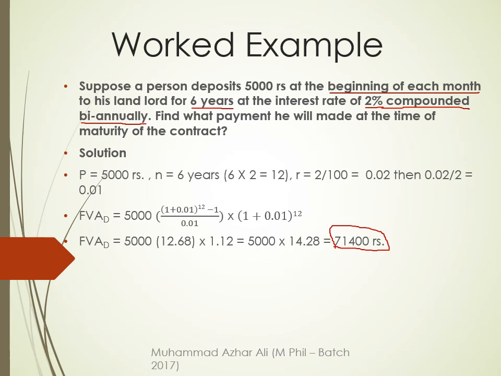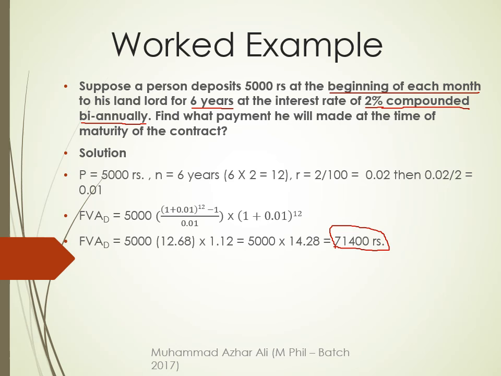Now let's have an example of future value of annuity due. In this example, suppose that a person deposits 5,000 rupees at the beginning of each month to his landlord. So the payment is made at the beginning of each month, as you are seeing over here. Okay, so this is the beginning of each month, to his landlord for 6 years.